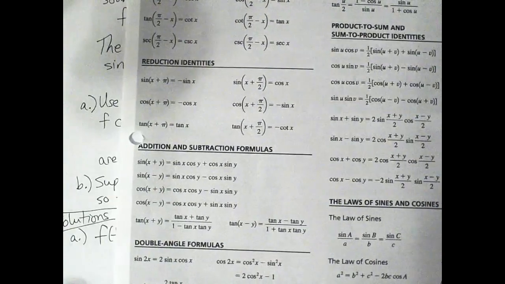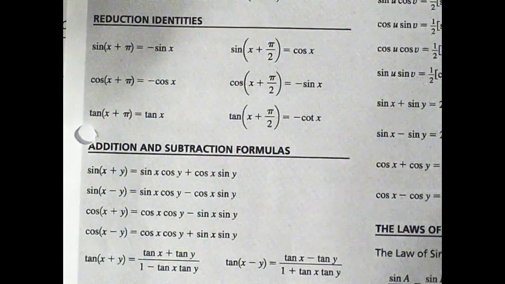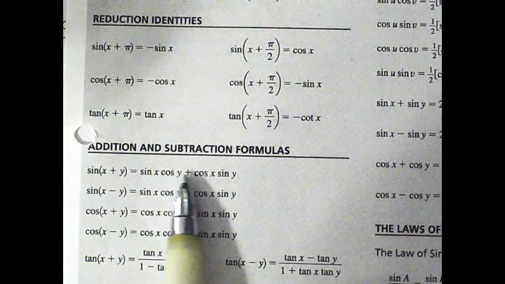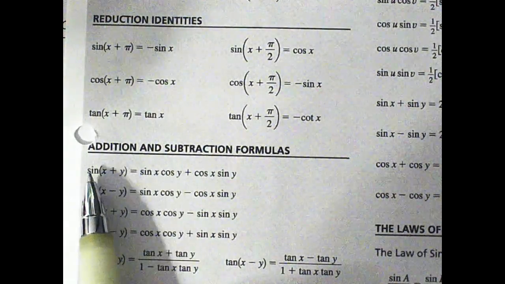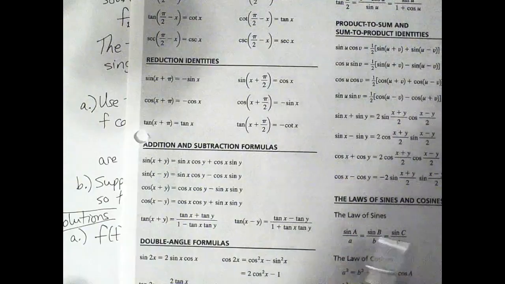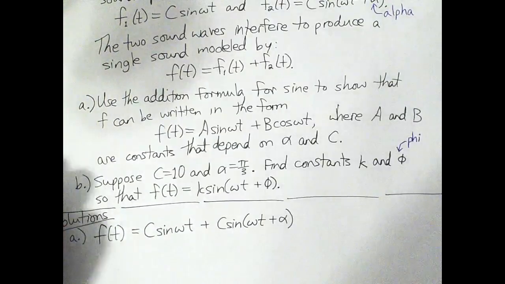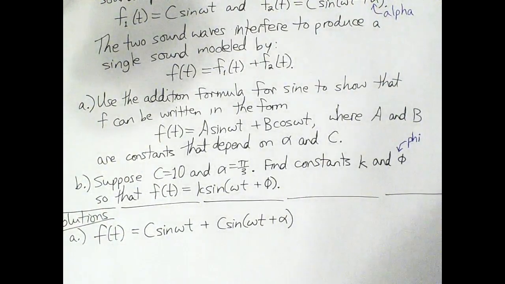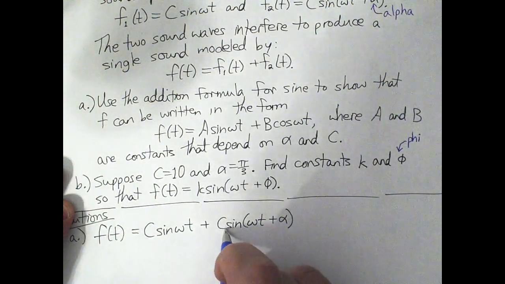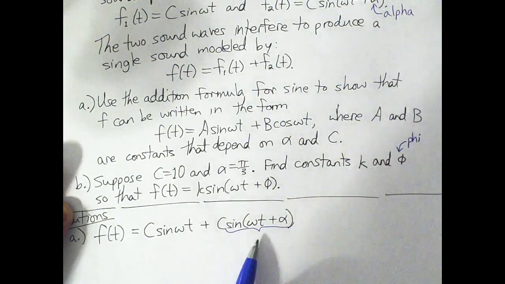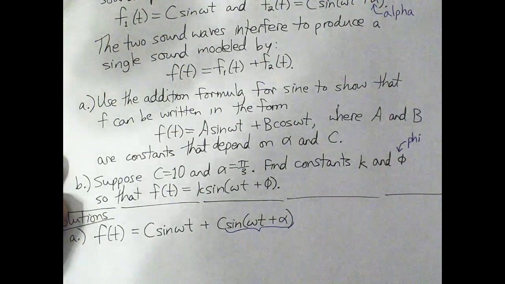That would be this thing. Sine of something plus something equals all this. So sine of an angle plus an angle. That's what this problem is telling us to use. Let's look at what we have here and say, where can we use that? It's going to be here, right? This is sine of something plus something. So this is where the problem wants us to use the addition formula.